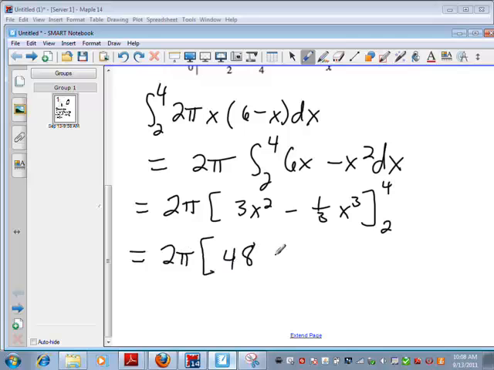48 minus 64 over 3, minus 12 minus 8 over 3. I'll take questions. Plug in 4 squared, 16 times 3, 48. 4 cubed is 64, over 3 is what it is. Plug in 2 squared, 4 times 3 is 12. 2 to the 3rd is 8, 8 over 3. And we subtract.